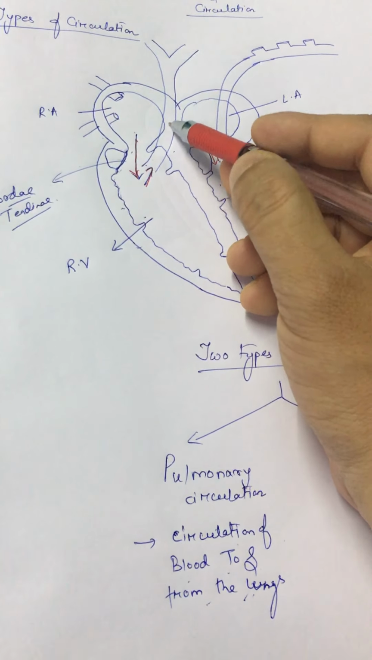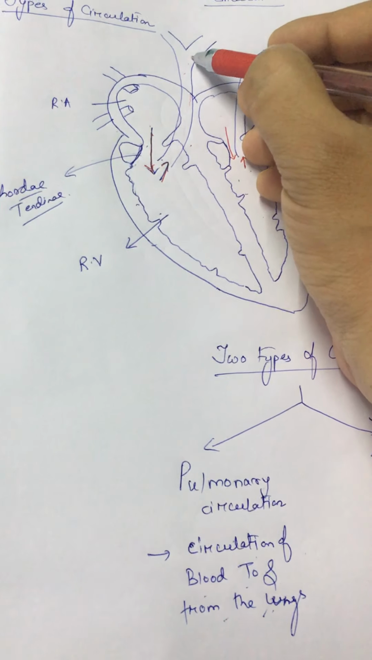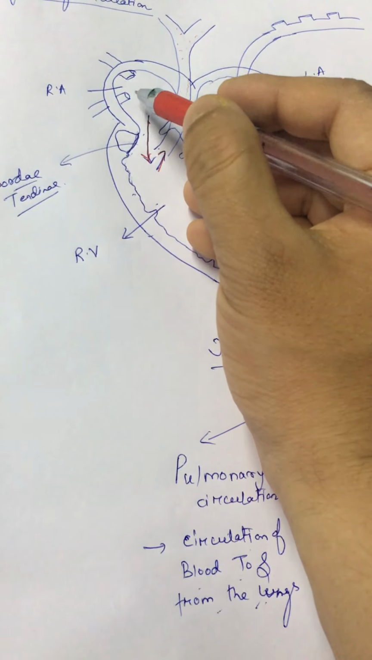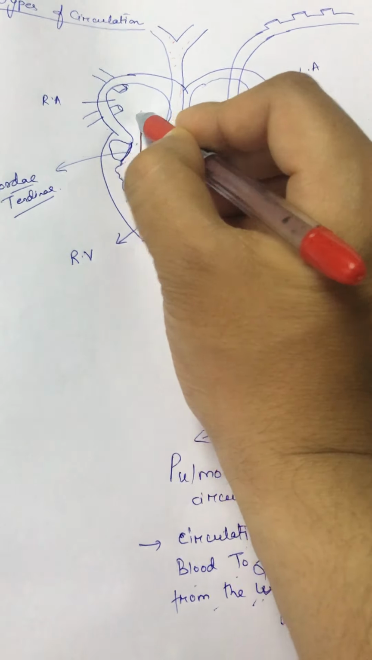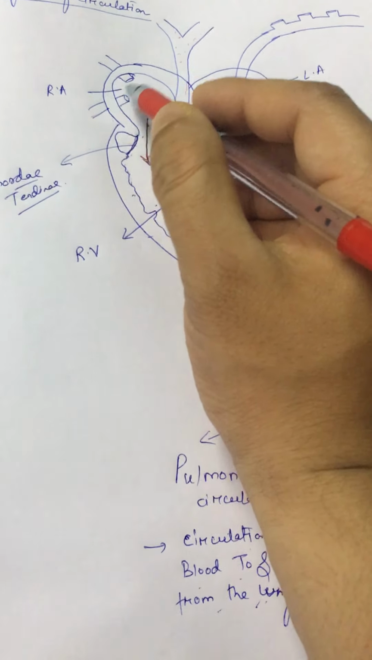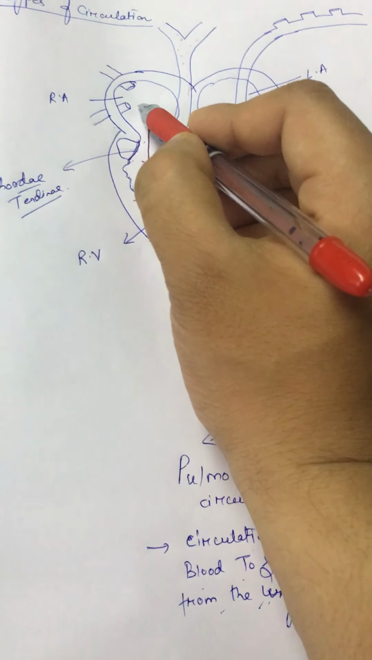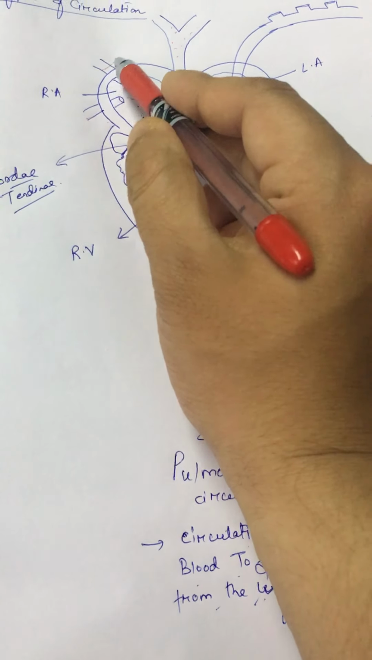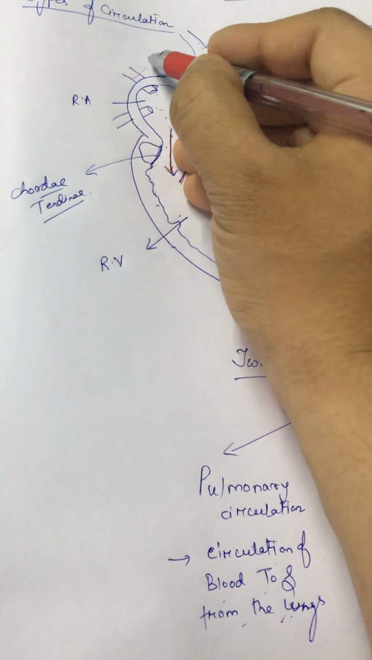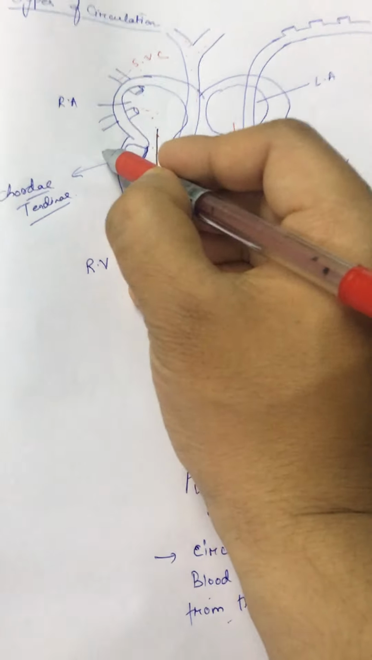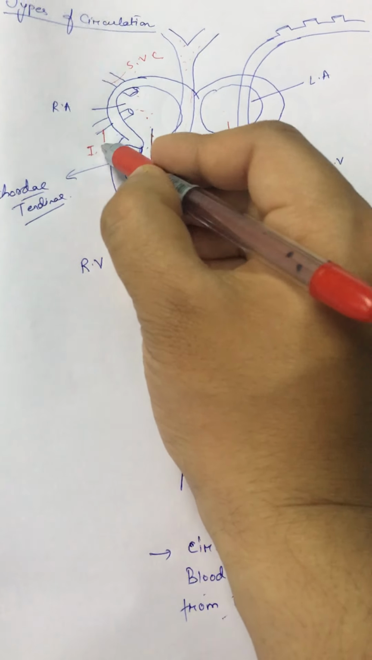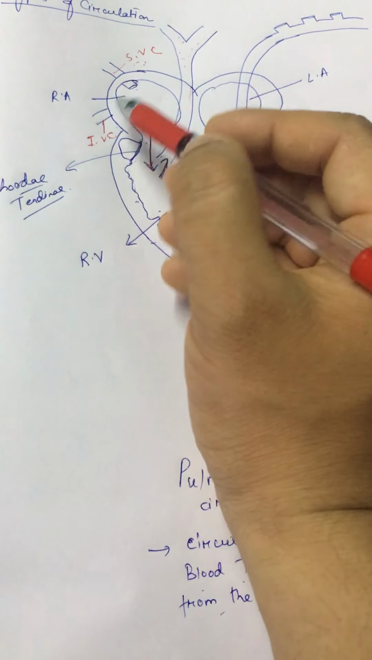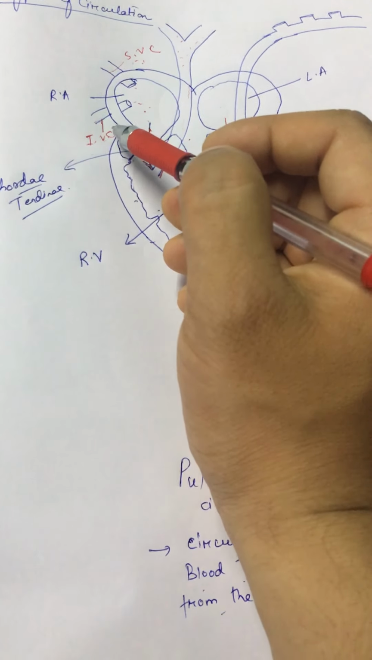This blood will be pumped to the lungs through the artery, the exceptional artery which carries the deoxygenated blood, because the chamber of the heart which receives the deoxygenated blood is the right auricle. The right auricle receives the deoxygenated blood from the vena cava. This one is the superior vena cava, and this one is the inferior vena cava. The superior vena cava brings the blood from the upper part of the body, and the inferior vena cava brings the blood from the lower part of the body.